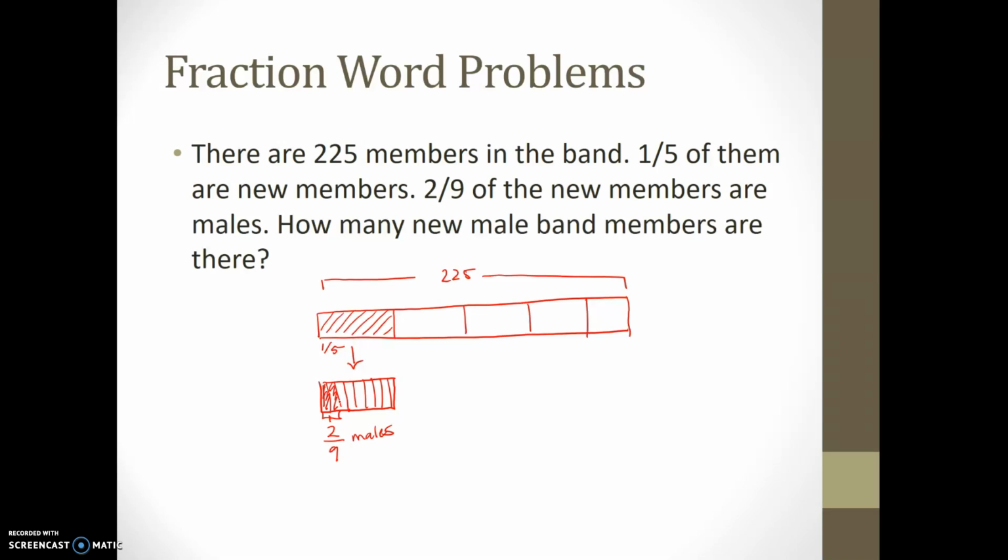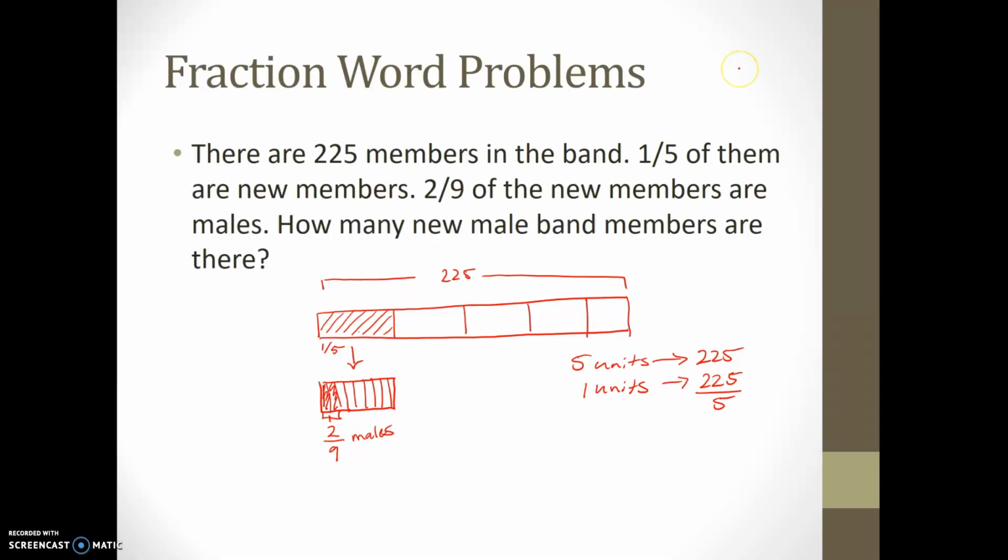And what I'm going to do is solve with the unitary method and figure out how many band members are in 1 unit up here, because I can see that this 1 unit equals this drop down of new members down here. So let's do that. We have 5 units that equal 225 band members. So 1 unit is going to be 225 divided by 5.